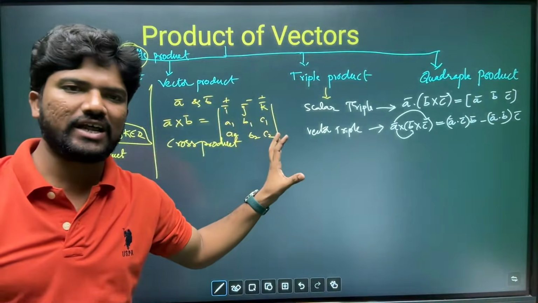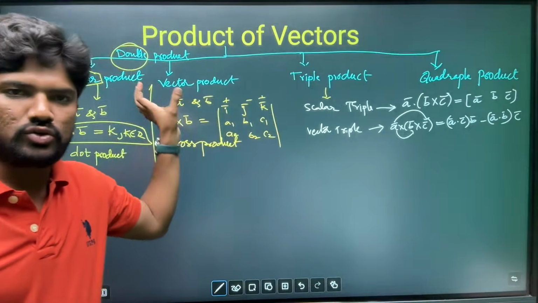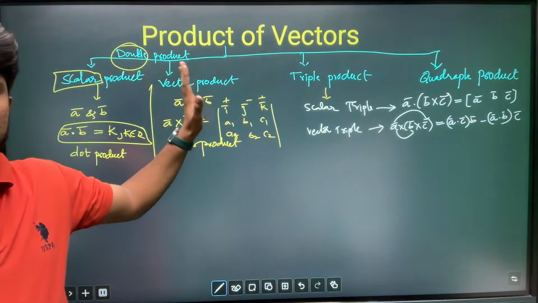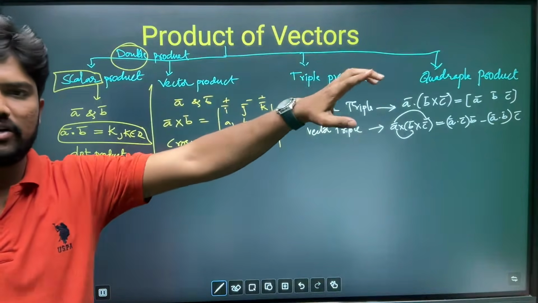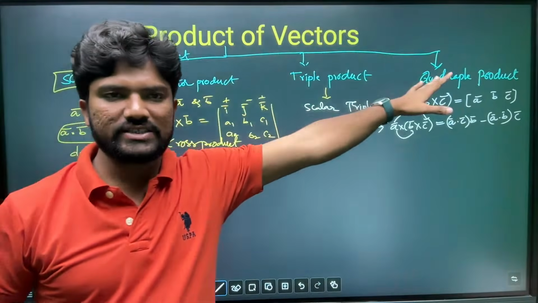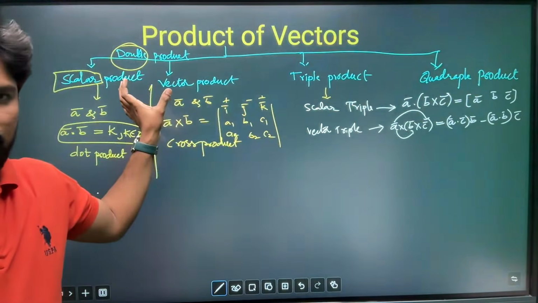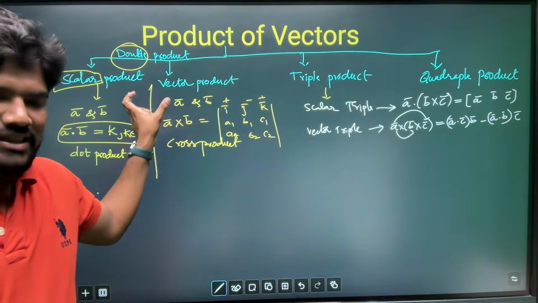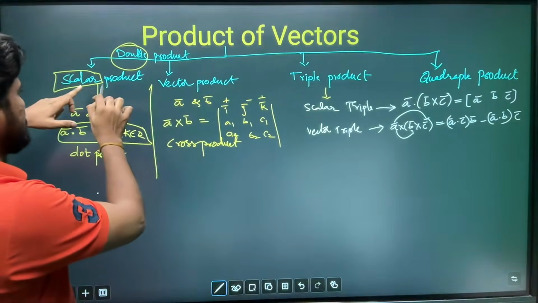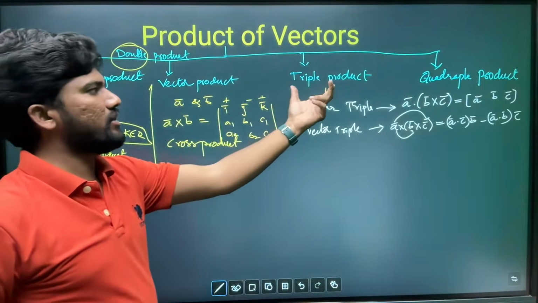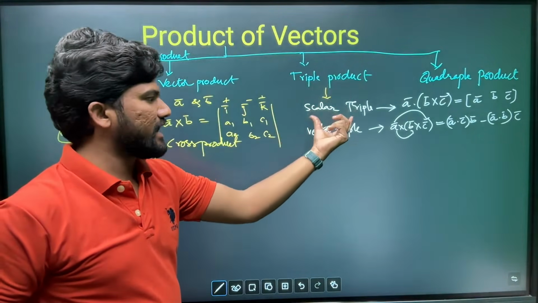This is the brief introduction of the product of vectors chapter. There are three types of products: double product, triple product, and quadruple product. We are not going to discuss quadruple products, only the double product. The double product is again divided into two parts: scalar product and vector product. And the third one is the triple product, scalar and vector.